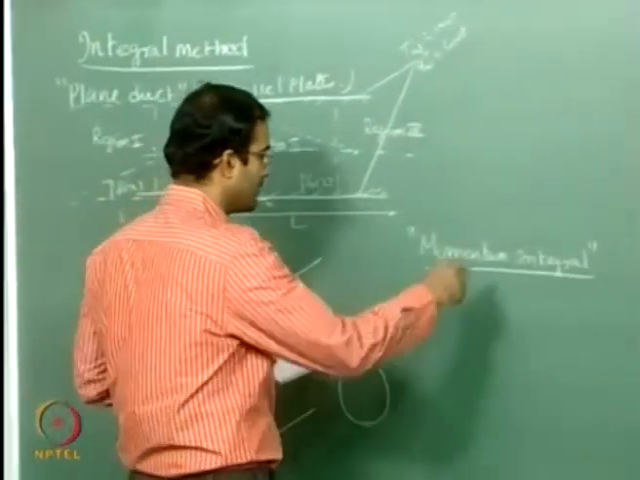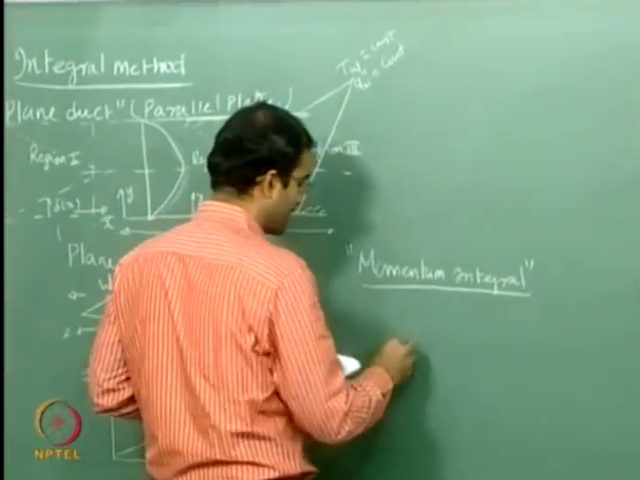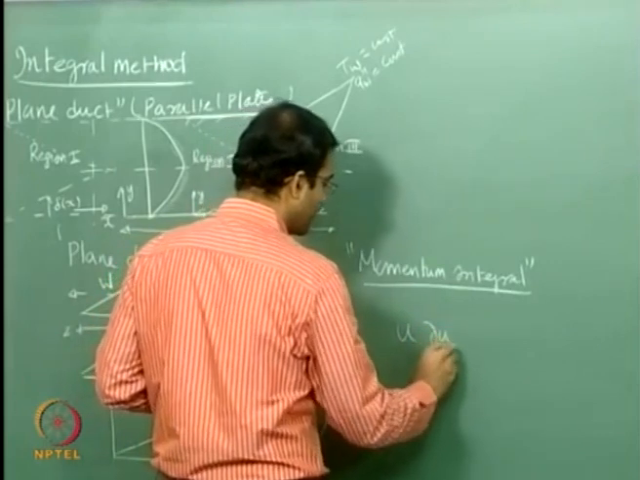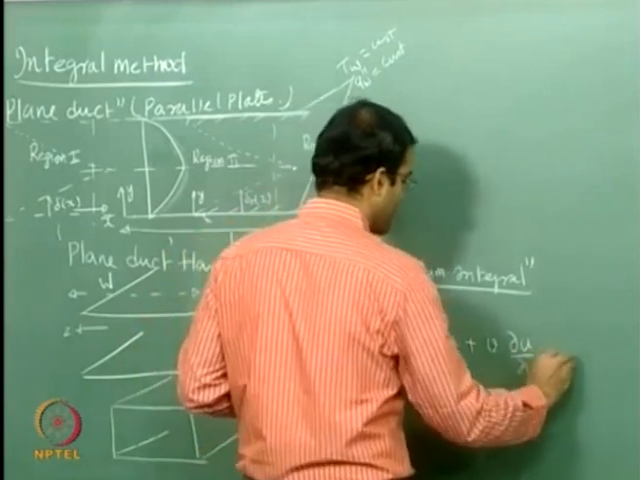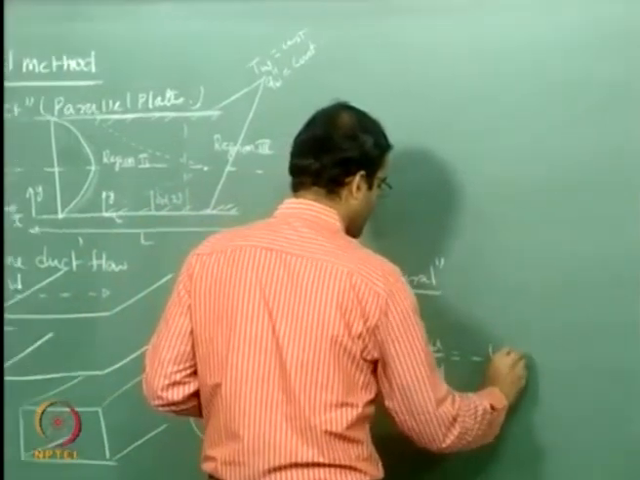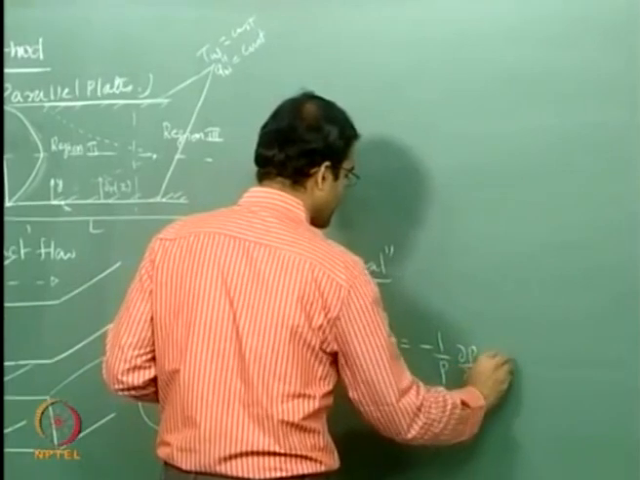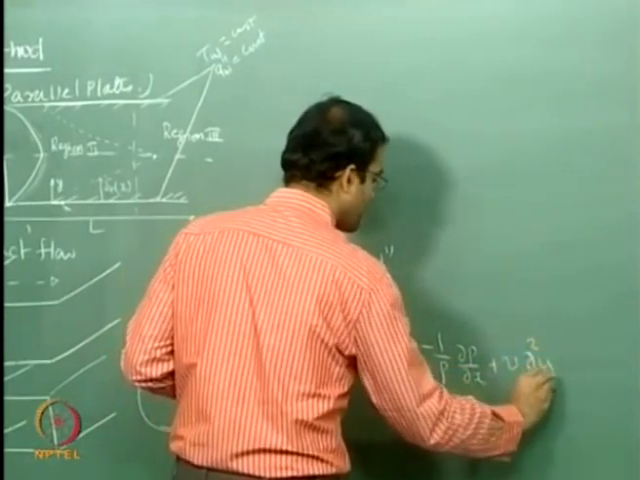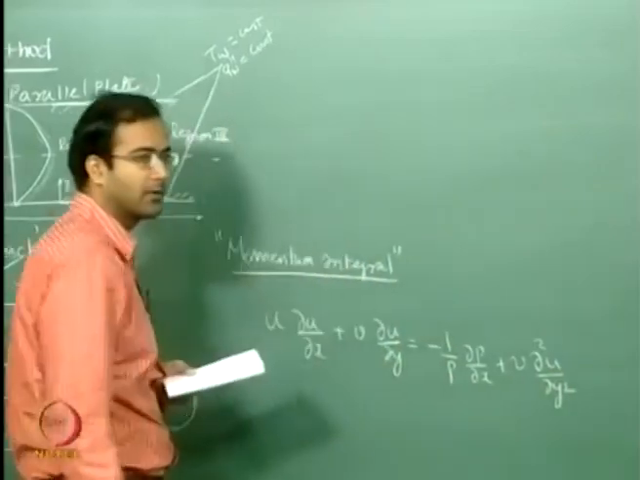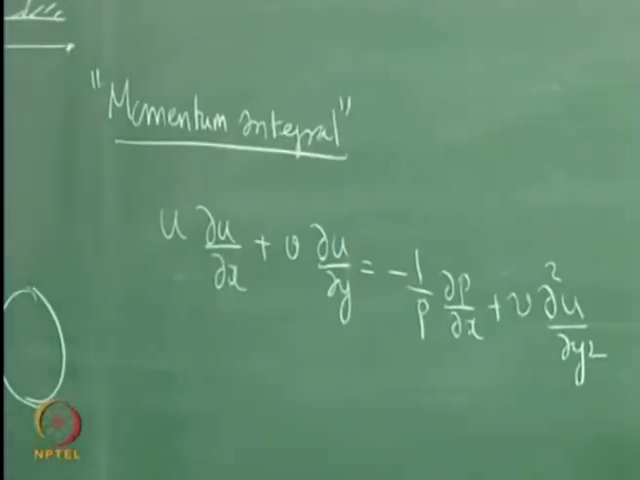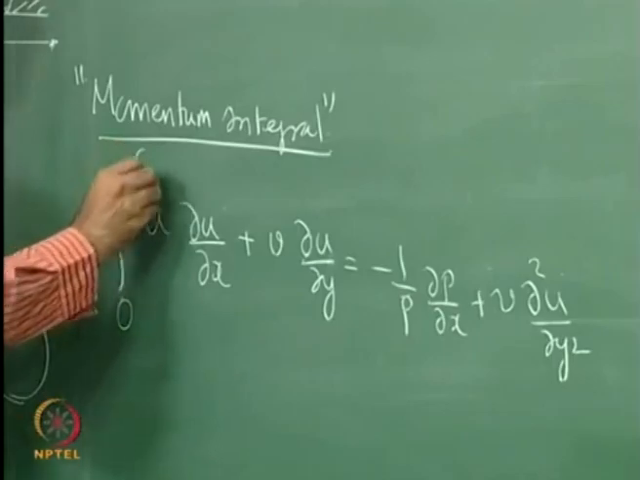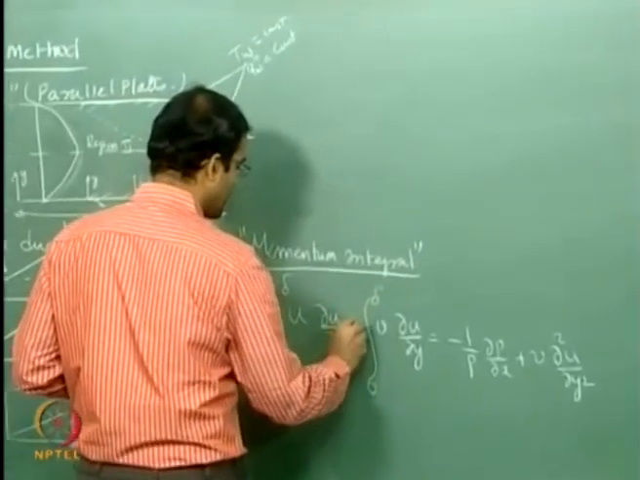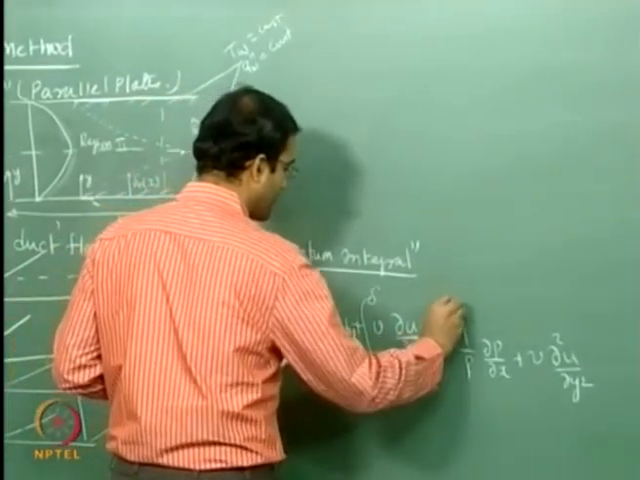So now you start from your momentum equation. You say u du by dx plus v du by dy is equal to minus 1 by rho dp by dx plus nu d square u by dy square. So this is your boundary layer momentum equation, correct, without the viscous dissipation term. Now you integrate this from 0 to delta dy, and you get your momentum integral equation.